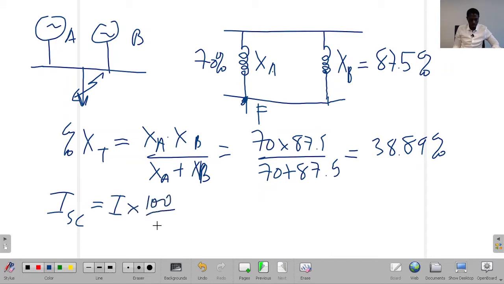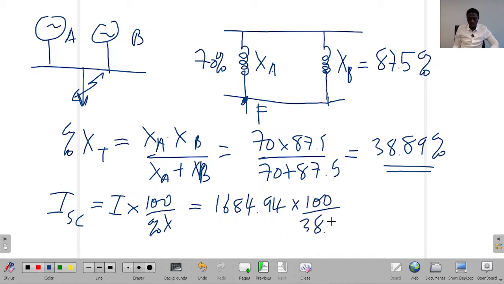And the short circuit current, therefore, is obtained from the line current corresponding to the base current multiplied by 100 over the percentage reactance, which in this case is the total percentage reactance. So we've got the current 1,684.94 multiplied by 100 over 38.89%. And this gives us the short circuit current solution to be 4,330.16 amps.